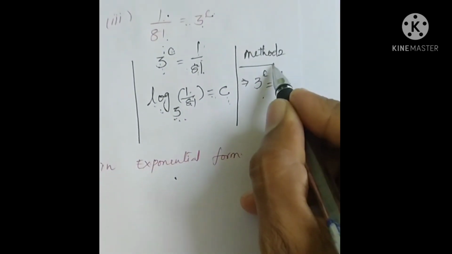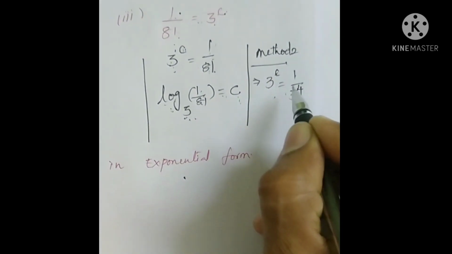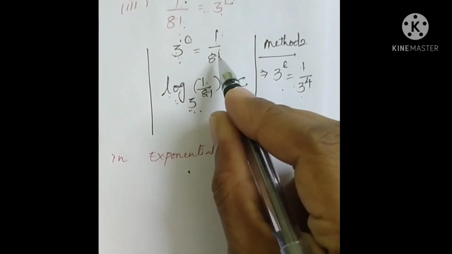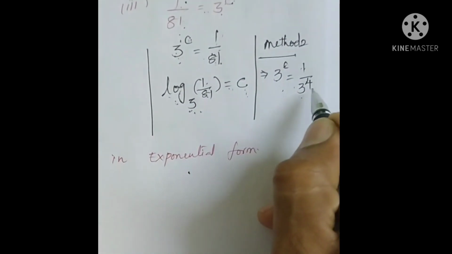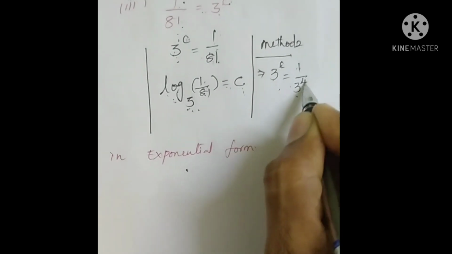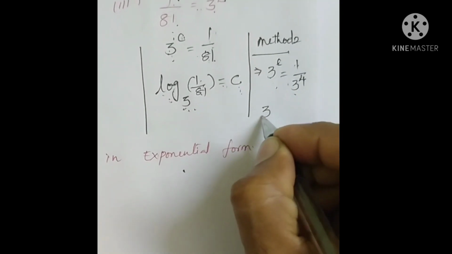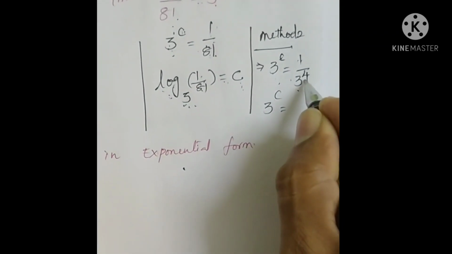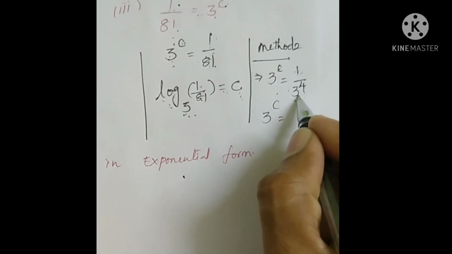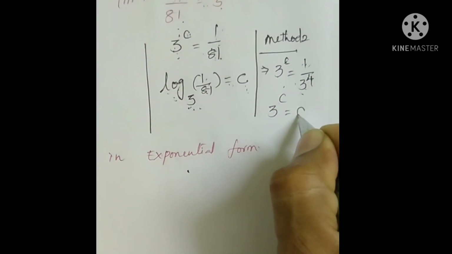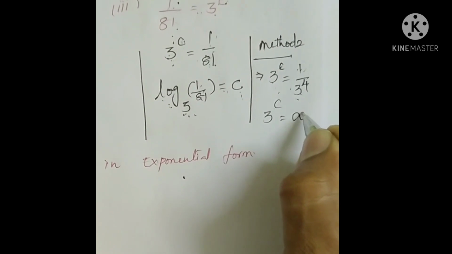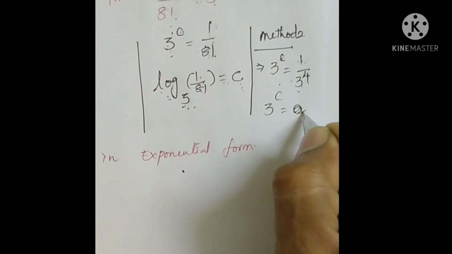This is method 2. 3 power c is equal to 1 by 3 power 4, since 81 can also be written as 3 power 4. So 1 by a power n is equal to a power minus n. A power minus n means 3 power minus 4.